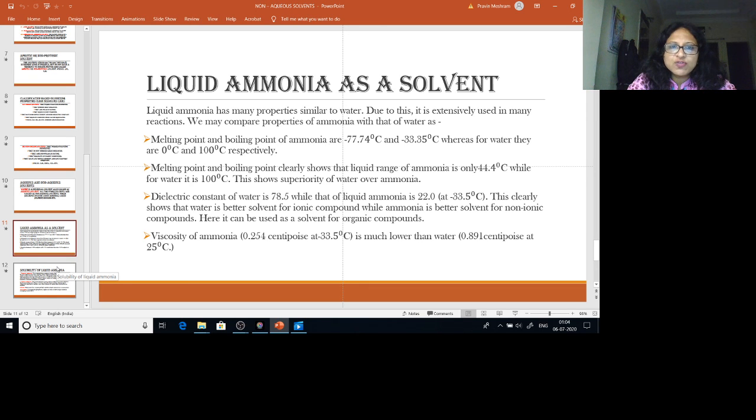The dielectric constant of water is 78.5, while that of ammonia is 22 at minus 33.5 degrees centigrade. This clearly shows that water is a better solvent for ionic compounds while ammonia is a better solvent for non-ionic compounds. Hence, it can be used as a solvent for organic compounds. Then lastly, the viscosity of ammonia is 0.254 centipoise at minus 33.5 degrees centigrade. It is much lower than that of water, which is 0.891 centipoise at 25 degrees centigrade.